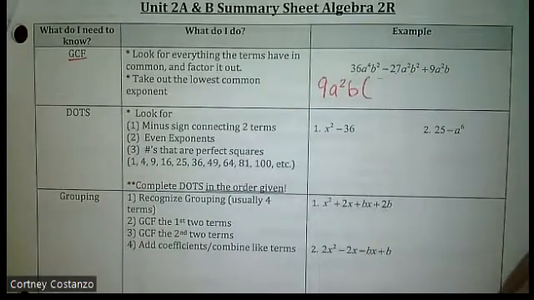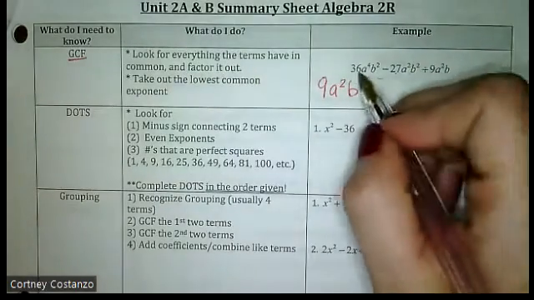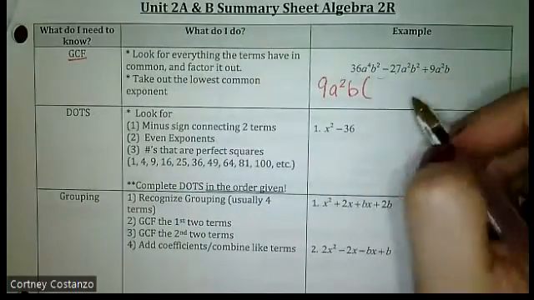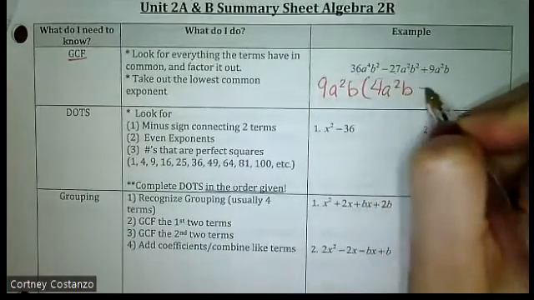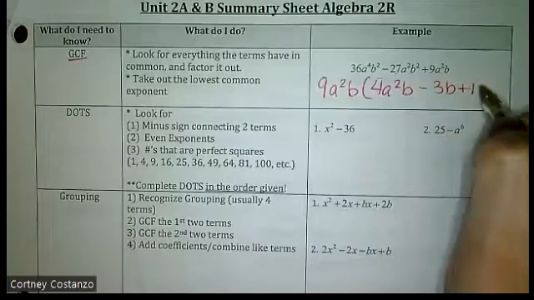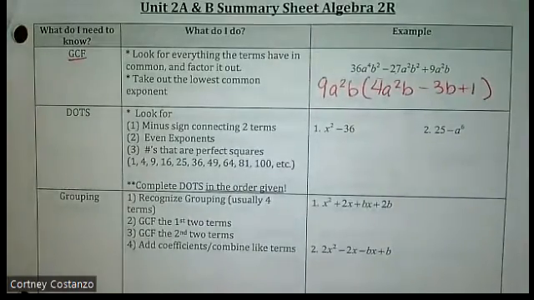Once you factor out a GCF, you then start a parenthesis and essentially divide every term by whatever your greatest common factor was. So that will leave us with a 4a squared b minus 3b plus 1, and that would be how you would take a GCF.